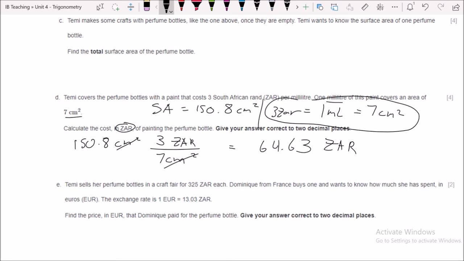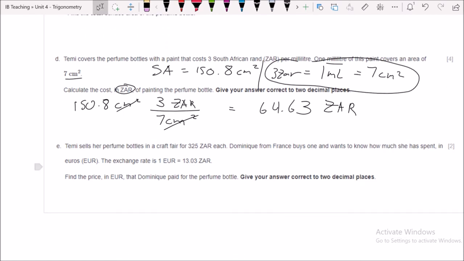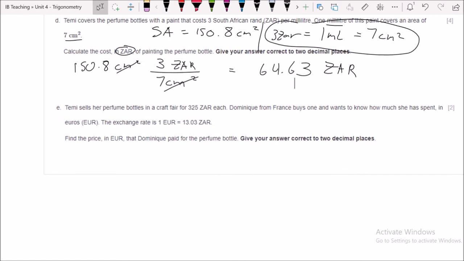All right, what's going to happen next? Temi is going to sell her perfume bottles in a craft fair for 325 South African rand each. Dominique from France buys one and wants to know how much she has spent in euros. The exchange rate is 1 euro to 13.03 South African rands. Find the price in euros that Dominique paid for the perfume bottle. Okay, so let's check out what we know. We know that she's going to sell for 325 South African rands. Dominique is only going to buy one. Okay, that makes the math a little bit easier. Wants to know what she spent in euros. It's just an exchange rate question.